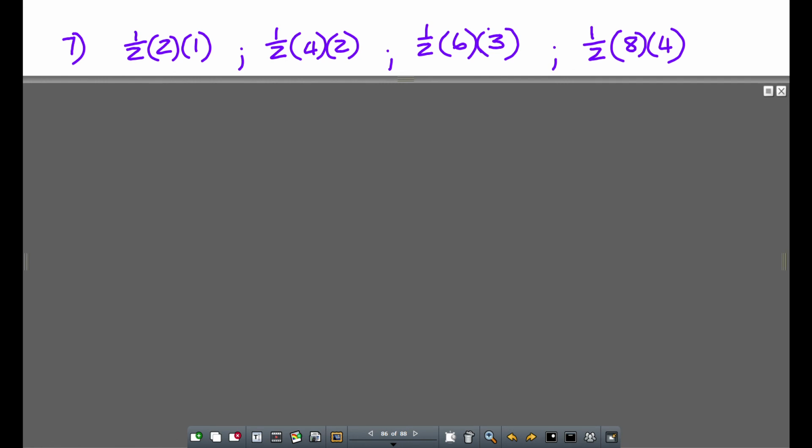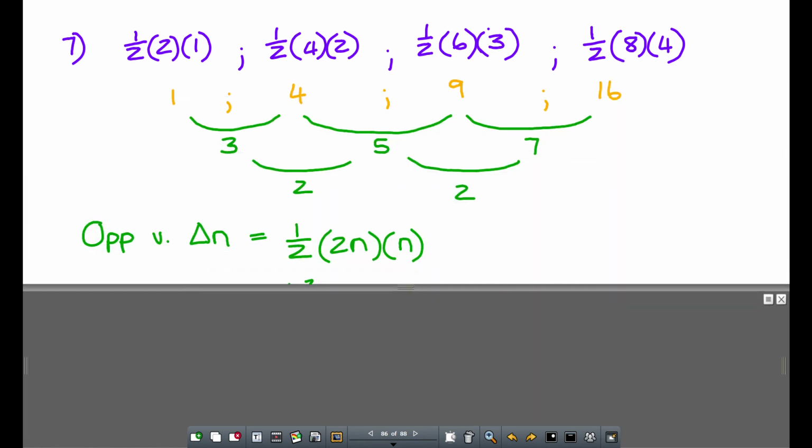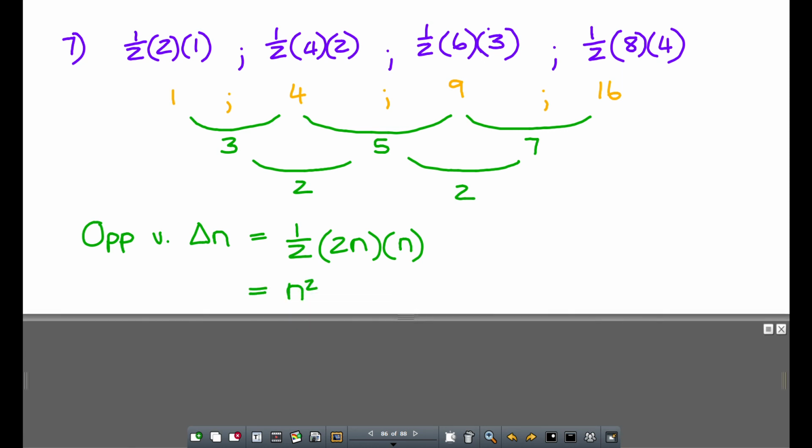So die oppervlak van die driehoek sal dan wees half maal 2n maal n. Now if I multiply that, the half times 2 will give me 1, and n times n is just n squared. So that will be term n.